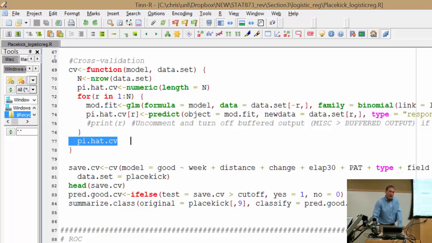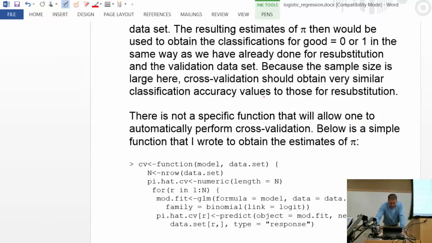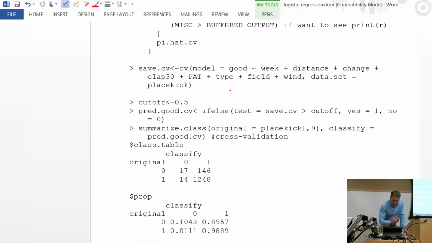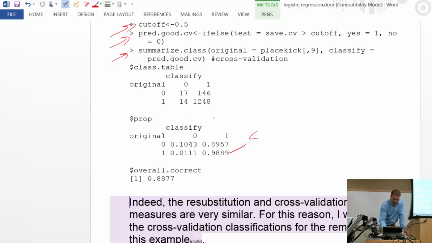I would run this in class, but it would take a couple minutes, and we only have about 10 minutes left, so I'm not going to. Of course, you're expected to run this on your own. And so to call the function, I say CV, I put in my model that we saw before, I put in my data set, I save my result into something called save.cv, set my cutoff probability, use my if-else function to make the classification. And then I use summarize.class to summarize the results. This is what I get.